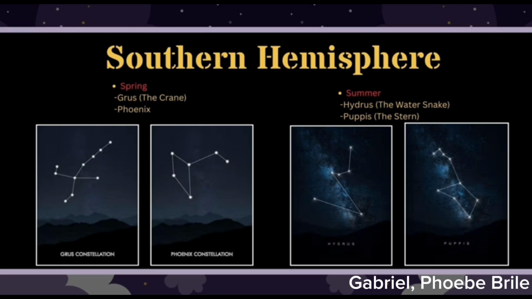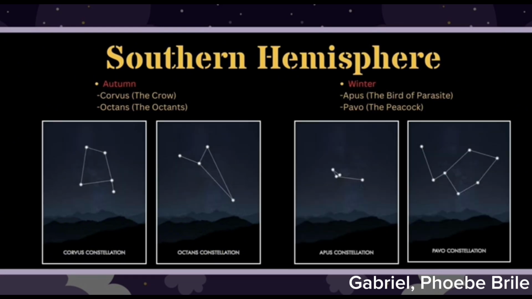It is a small, faint snake-like constellation and represents a water snake but distinct from Hydra. And for the Puppis, or the stern of the ship, it is a part of a larger ship constellation, Argo Navis, and represents the stern of Jason's ship, the Argo.